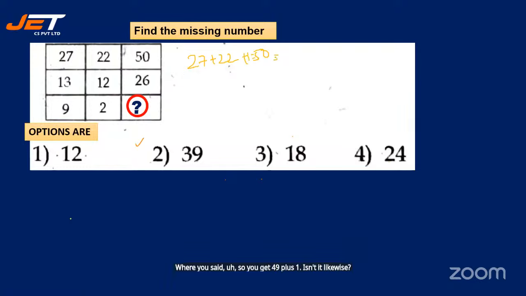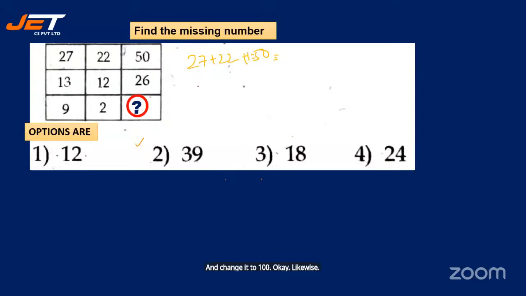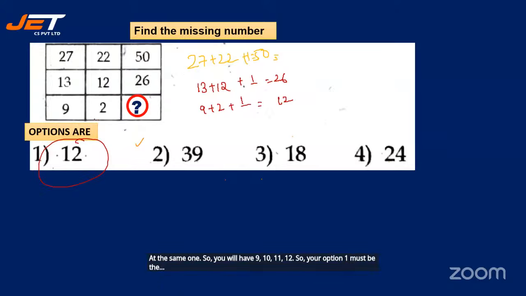Likewise, let me change the color. Yellow is not visible. I'll change it to red. Likewise, you have 13 plus 12 plus dash is 26. So 25 plus 1, isn't it? Similarly, 9 plus 2 plus dash, that is the same 1. So you will have 9, 10, 11, 12. So your option 1 must be the correct answer.